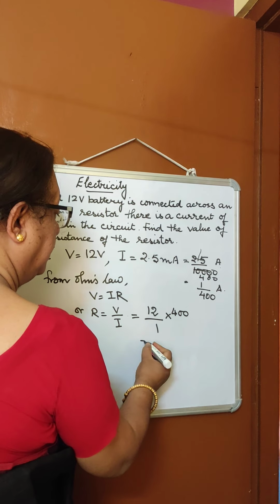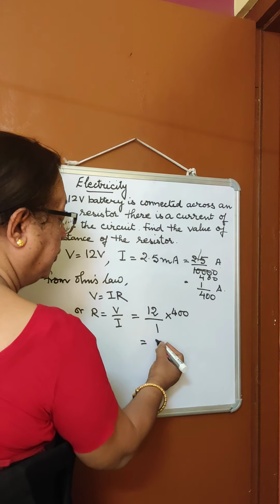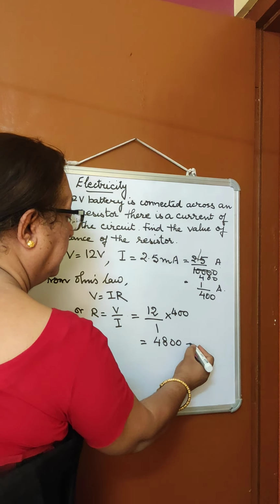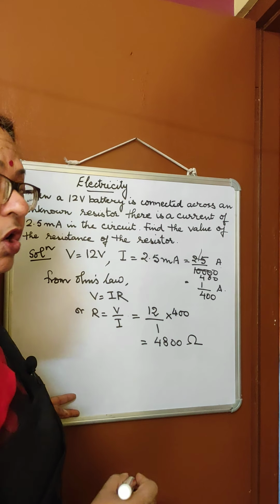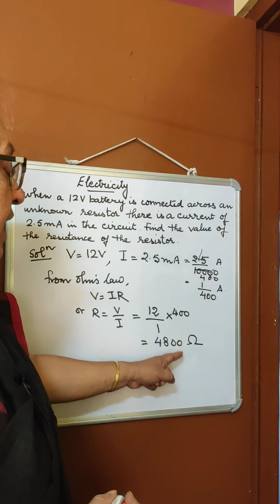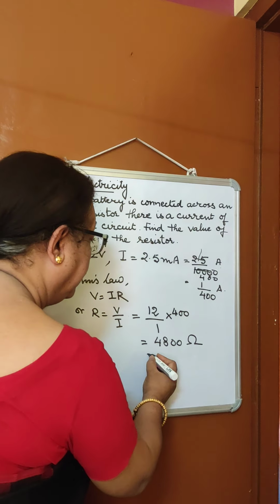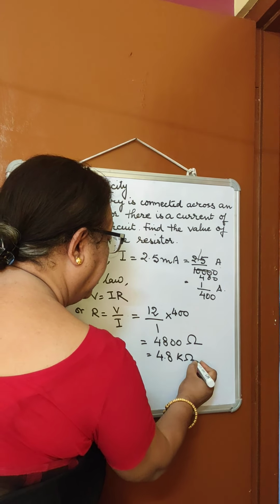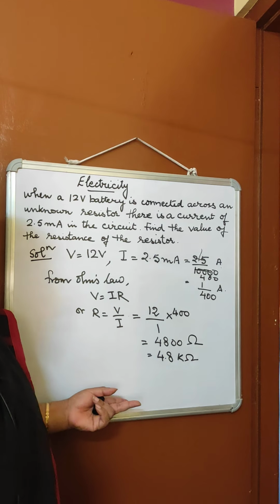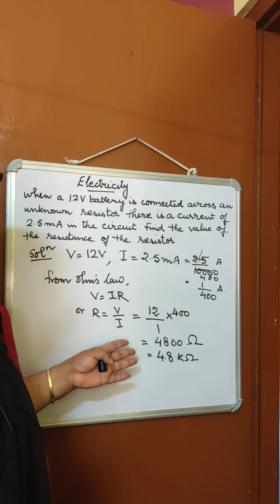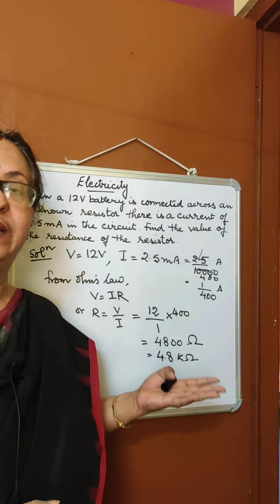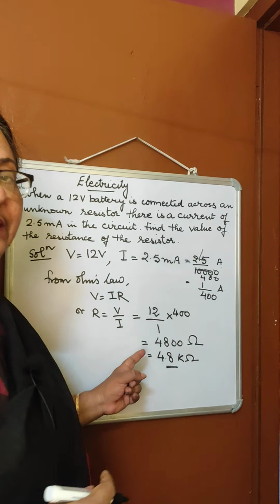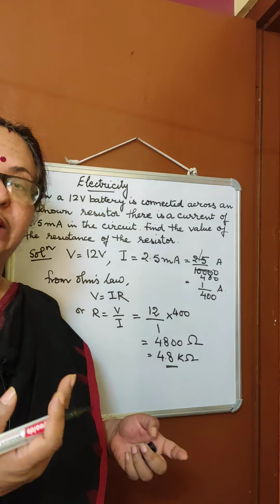This will be equal to 12 into 400, 4800. Resistance is measured in ohms. 4800 ohms, or you can also write this as 4.8 kilo ohms. Okay, understood? So easy. So this way we can find the unknown resistance. Okay children, so this is the answer. Come on, let's see another question.